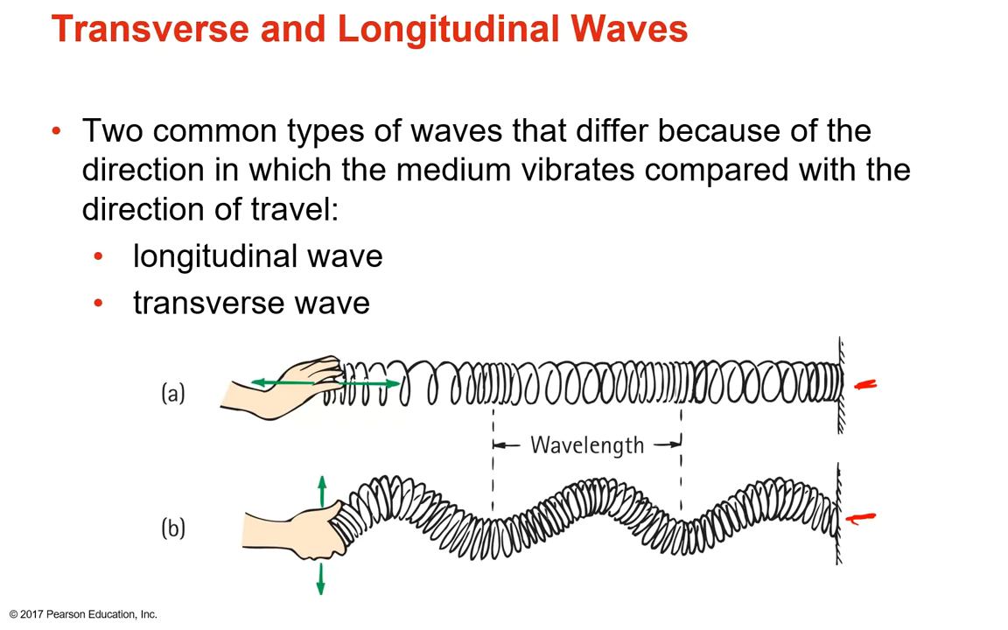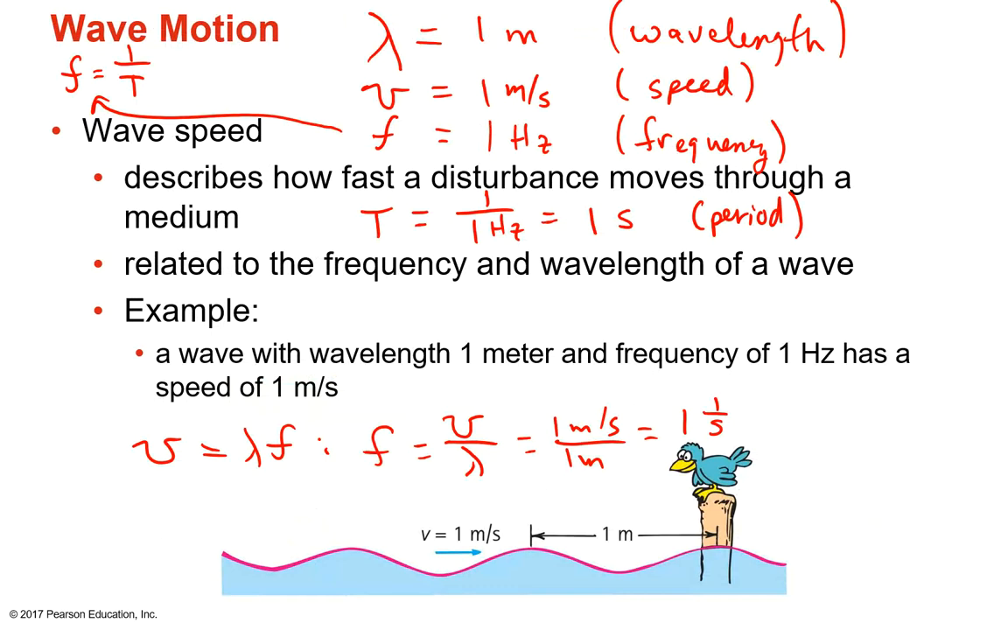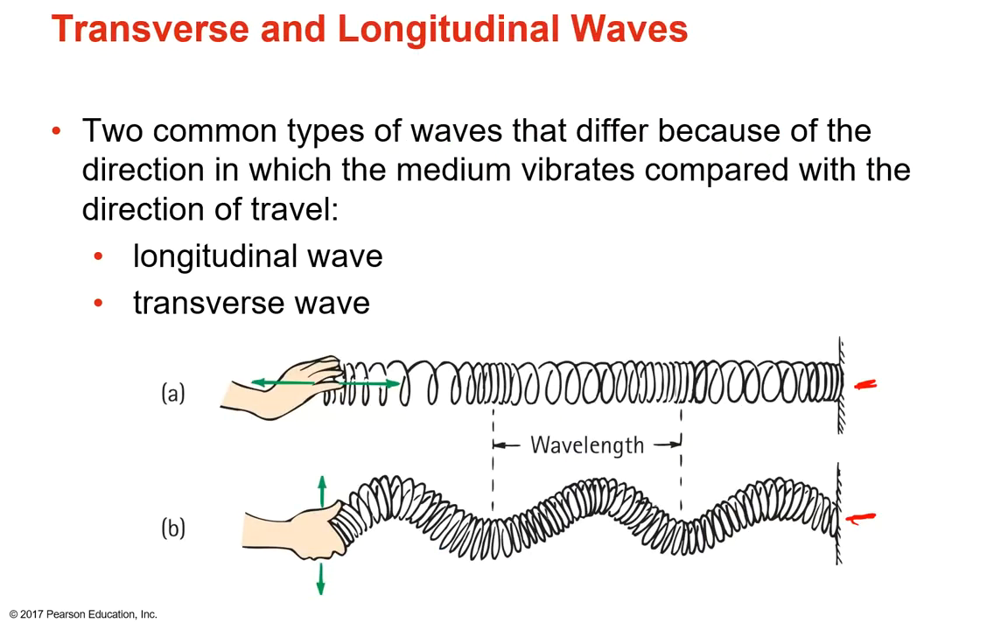Would the bottom one, transverse, be like waves in the ocean? If you look at this picture, it seems that that's yes. It turns out that ocean waves are a combination. With ocean waves, the water is actually doing an elliptical pattern, so it's going up and down and side to side. And so it's a combination of the 2.